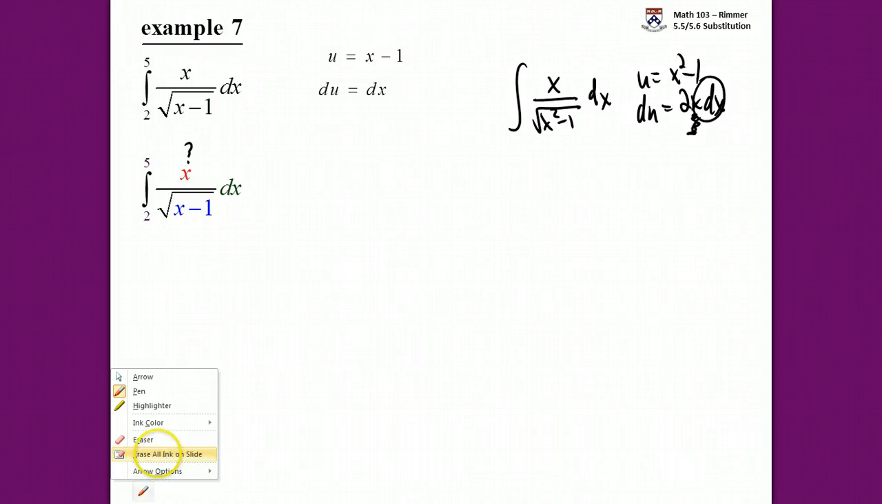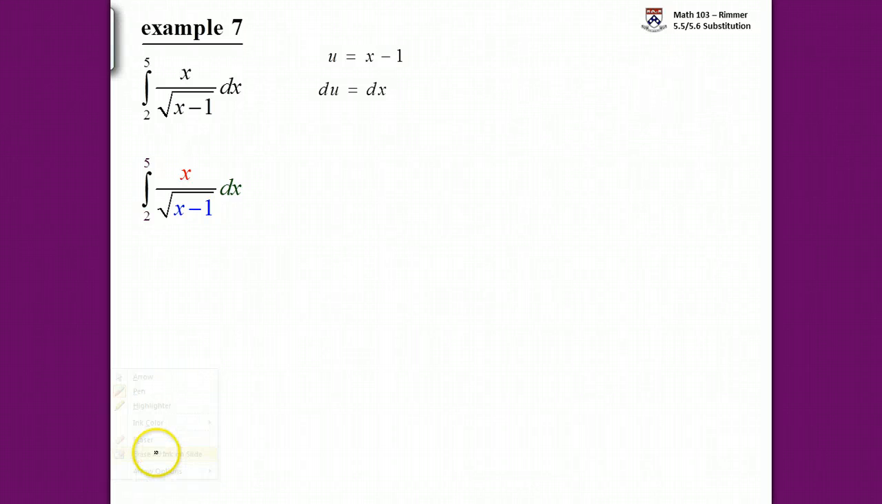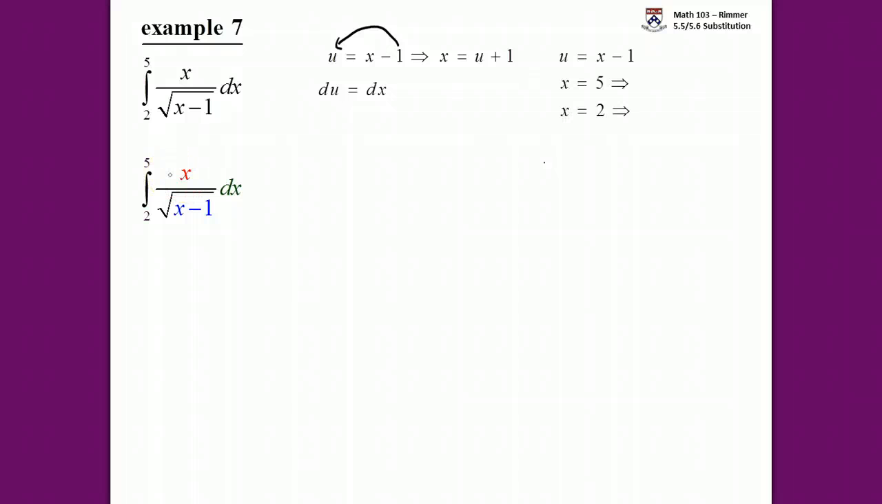The answer to that mystery is to solve for it. Strangely enough, it'll work for us if we take the u equals x minus 1 and solve for x. Add 1 to both sides and get x is equal to u plus 1. So that's what's going to take the place of x.